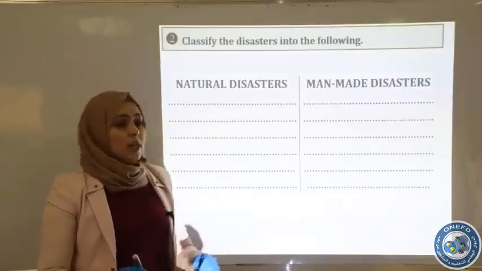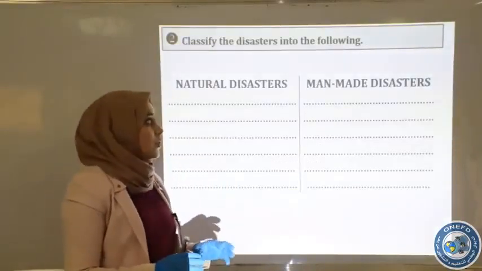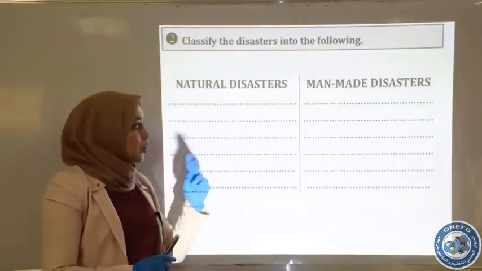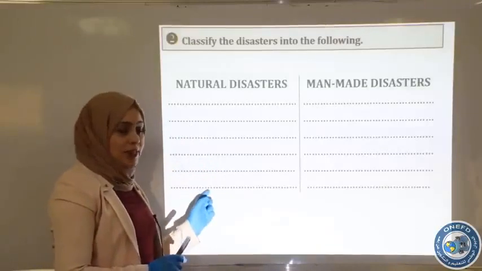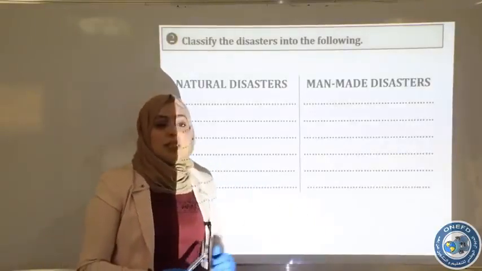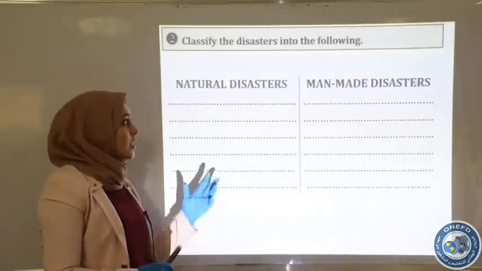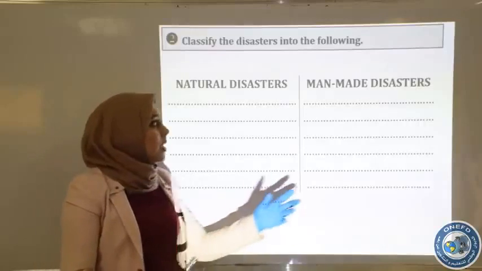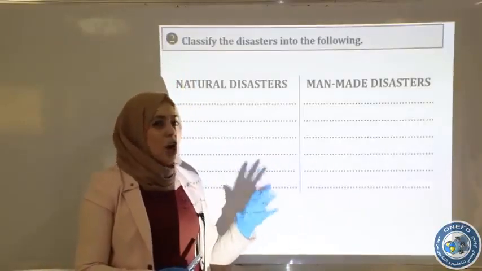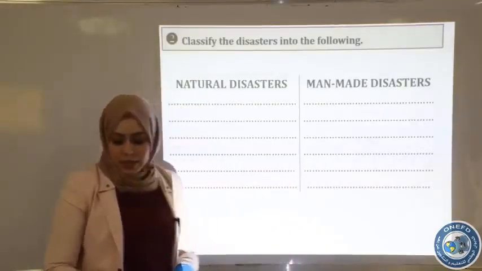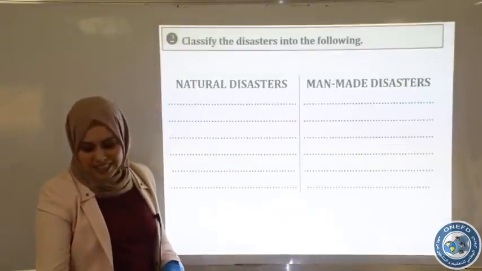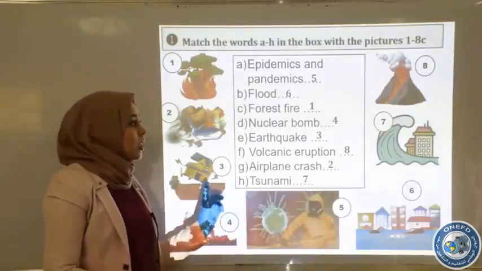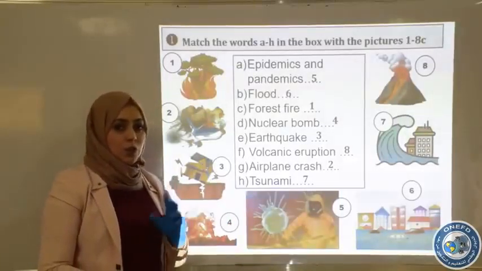So we're going to work on the same examples of disasters. You will try to classify the disasters into 2 groups. The first group is natural disasters, and the second group is man-made disasters. Natural disasters are disasters which are caused by nature, and man-made disasters are mainly caused by man. Okay, so I will take you back to the list of disasters. Try to classify them into the 2 groups.